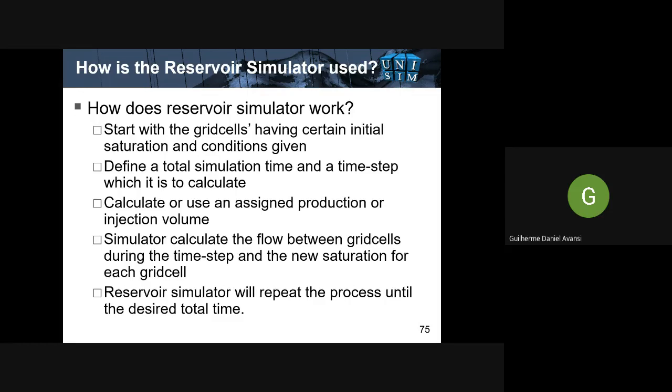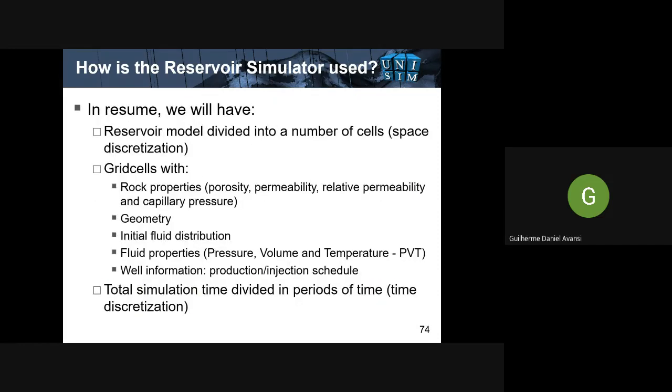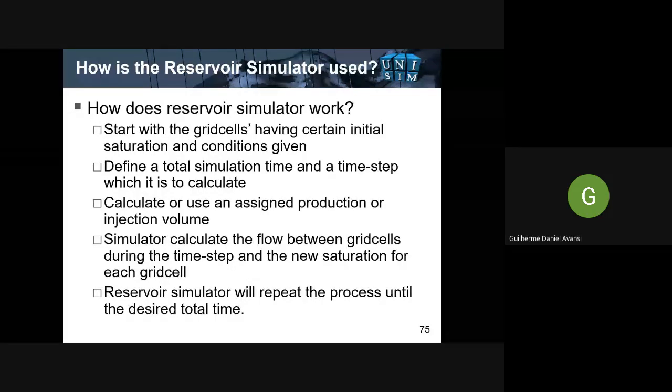So we have all the equations, and these equations include time. But we cannot solve this equation for a time of, for example, 30 years. We need to break it into a lot of small pieces of time in order to solve all these equations. So we have this total simulation time, and we define a time step in order to calculate all these equations. We use an assigned production or injection volume.